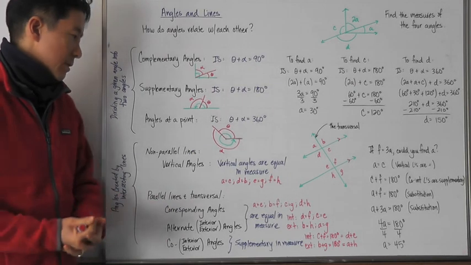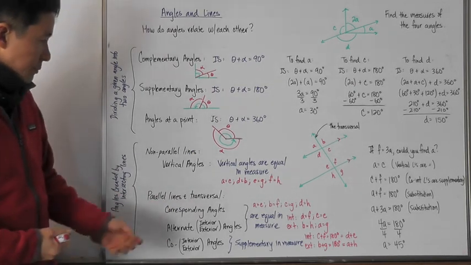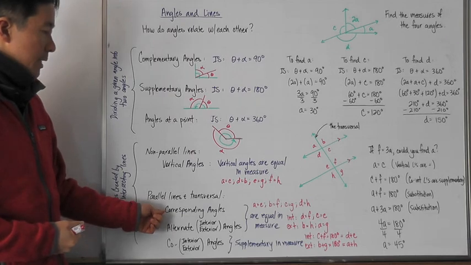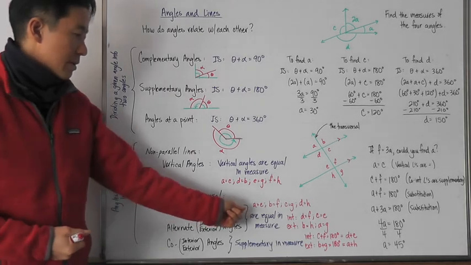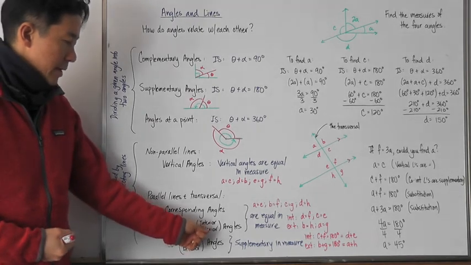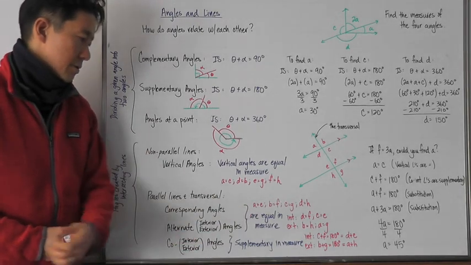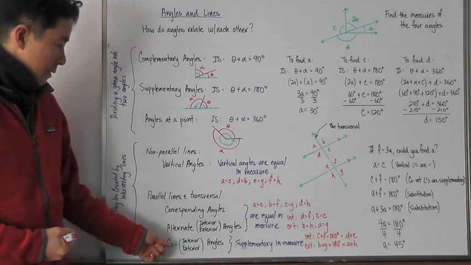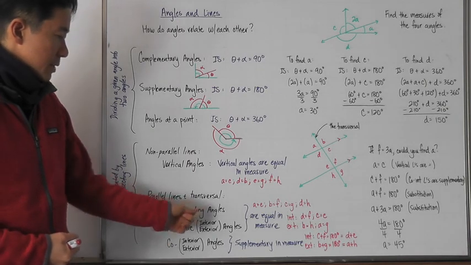And the relationships we need to remember are these. Corresponding angles are going to be equal in measure. When we talk about alternate interior or exterior angles, they are also equal in measure. When it comes to these angles, which ones are they?